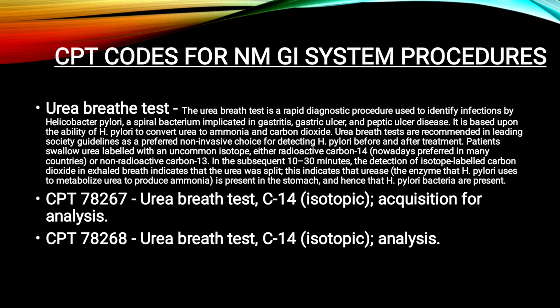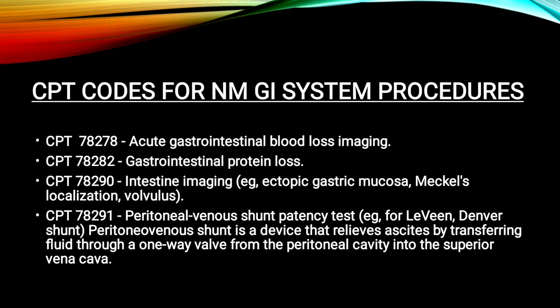Whenever the urea breath test is mentioned in the report, we are coding two different types of CPTs. One is CPT 78267 and another is CPT 78268. The first CPT is coded when acquisition for analysis is done, and when the actual analysis is done, we are using CPT 78268.